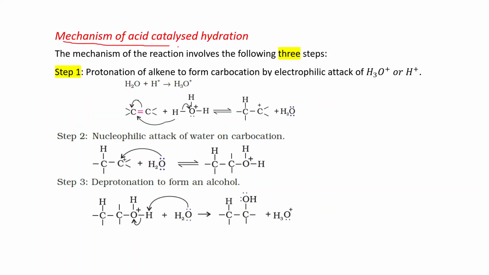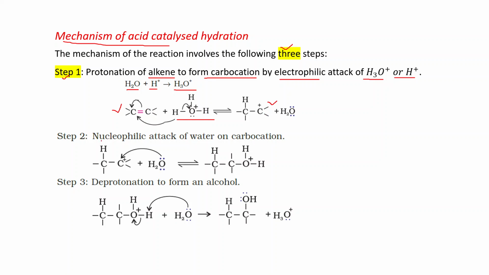Mechanism of acid catalyzed hydration. 3 steps are there. In the first step, protonation of alkene to form carbocation by electrophilic attack of H3O plus or H plus. You can see H2O reacts with the H plus ion and forms this hydronium ion. This hydronium ion attacks this alkene and forms this carbocation.